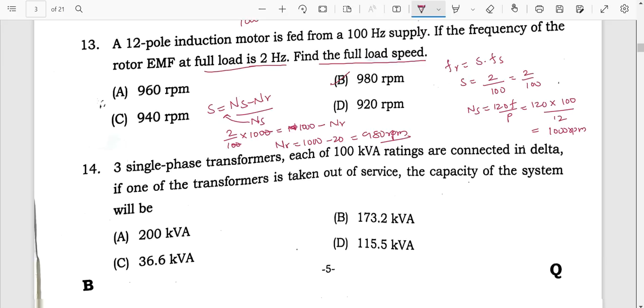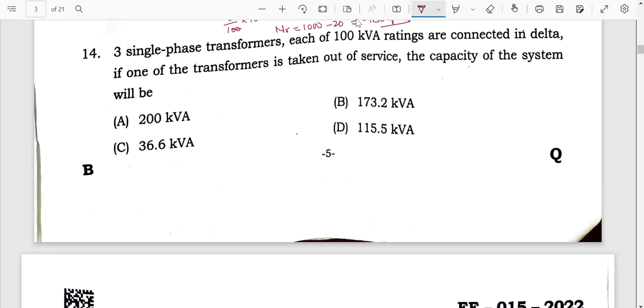Okay, let's move to the next question. Three single-phase transformers, each of 100 kVA rating, are connected in delta. If one of the transformers is taken out of service, then the capacity of the system will be? So when we have the open delta connection, V to V, with three transformers the total capacity is going to be 300 kVA. Now one of the transformers is out, so we have only 200 kVA.